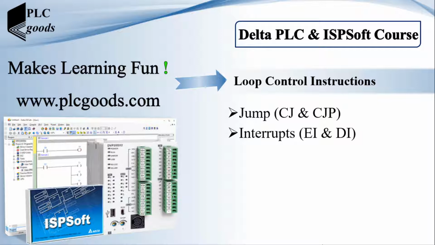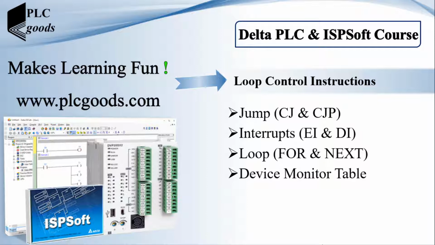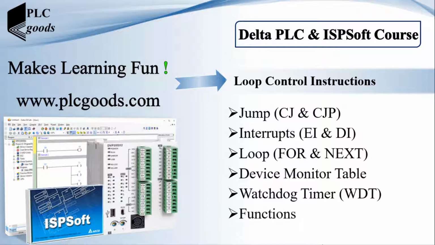EI and DI instructions are used to enable and disable interrupts. After that, we'll use FOR and NEXT instructions to create loops inside the program. Then, we'll see how a loop can increase the scan time using a monitor table. So, sometimes, we will need to use the WDT instruction to reset the scan time. Finally, we'll learn how a function can be created and used inside the program.